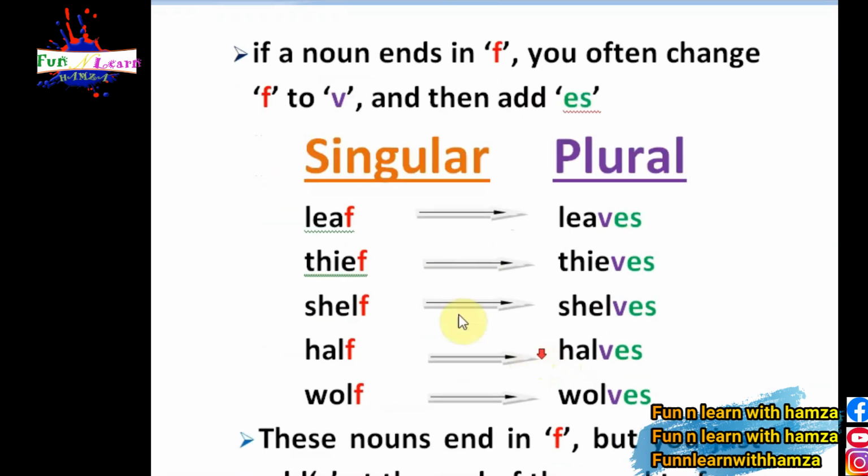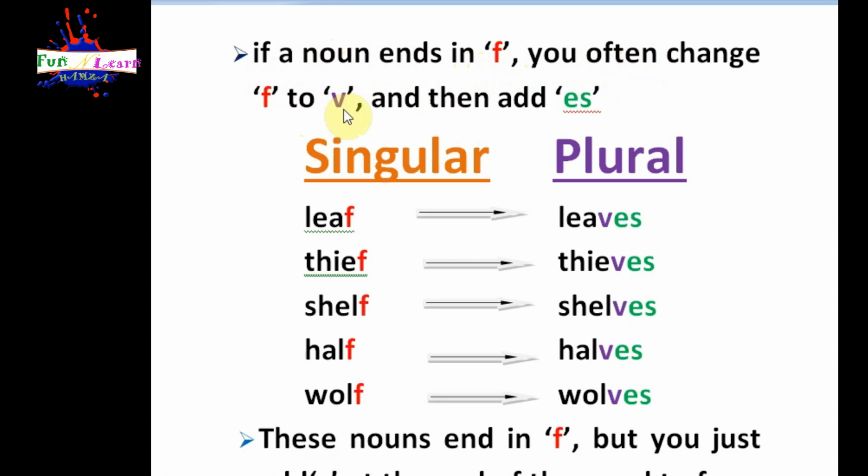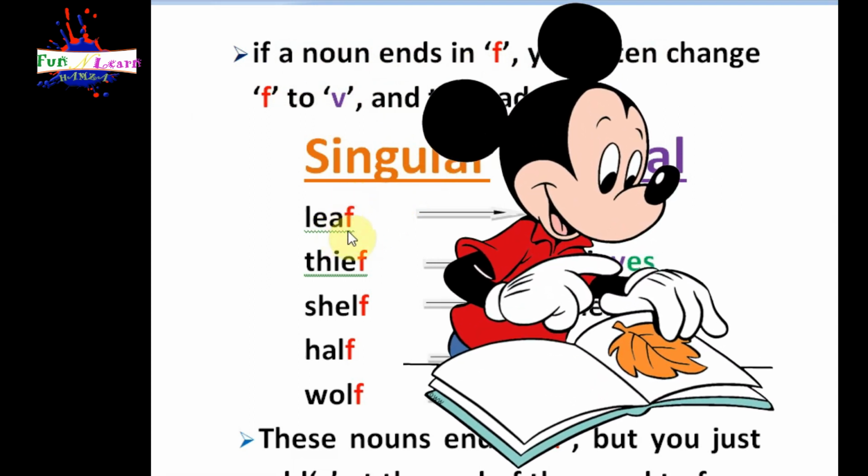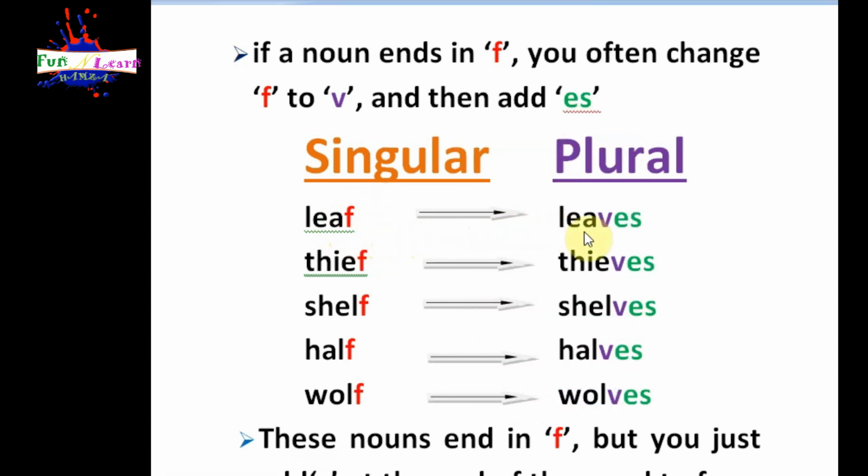Now, let's look at this. If a noun ends in F, you often change, not always, but you often change F to V and then add ES. A few examples. Singular, leaf. Now here the word is ending in F. So to make it a plural, we will change the F with a V. We will replace the F with a V and then add ES.